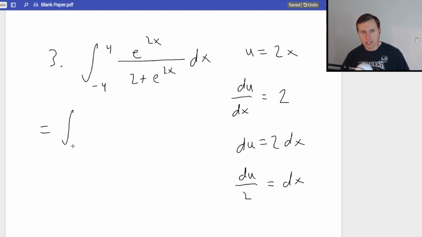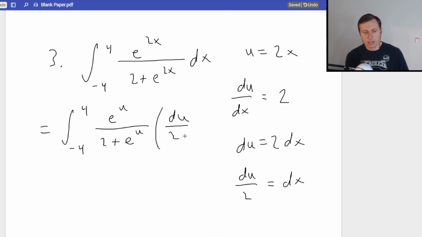So this is equal to the integral from -4 to +4. In the numerator, I have e to the u. In the denominator, I now have 2 plus e to the u. And then dx just got replaced with du divided by 2. Notice, nothing canceled, but that's not a problem as long as... Do I have any x's here? No, I don't have any x's. So I'm good so far.